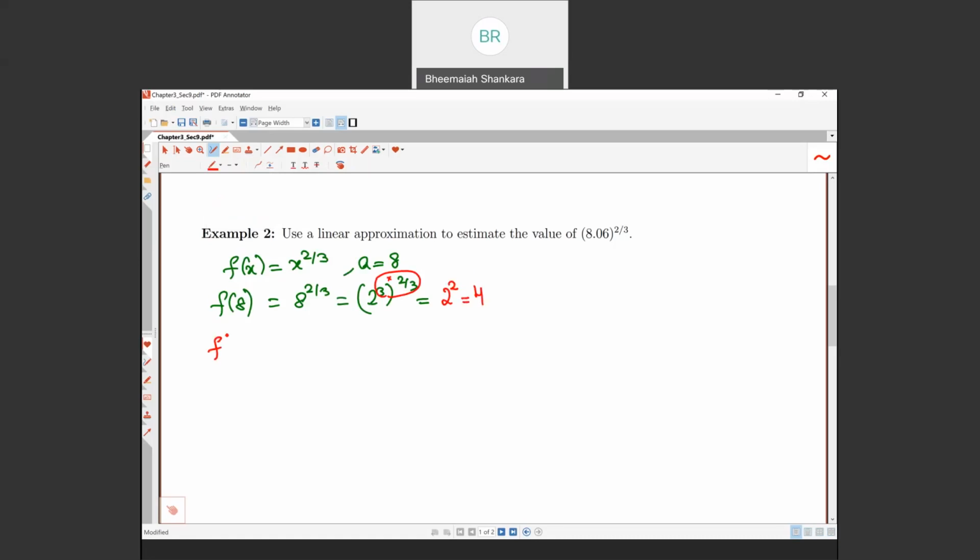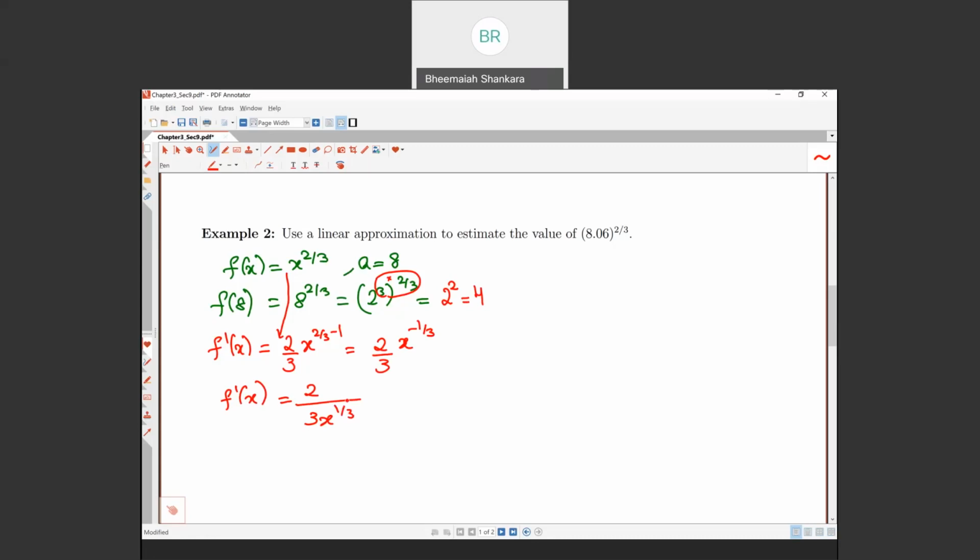Now let's do the derivative f prime of x. So it's 2/3 x to the 2/3 minus 1, the power rule. I'm going to differentiate this function. So I have 2/3 x to the negative 1/3. Then I have this derivative f prime of x, which is 2 divided by 3 times x to the 1/3.